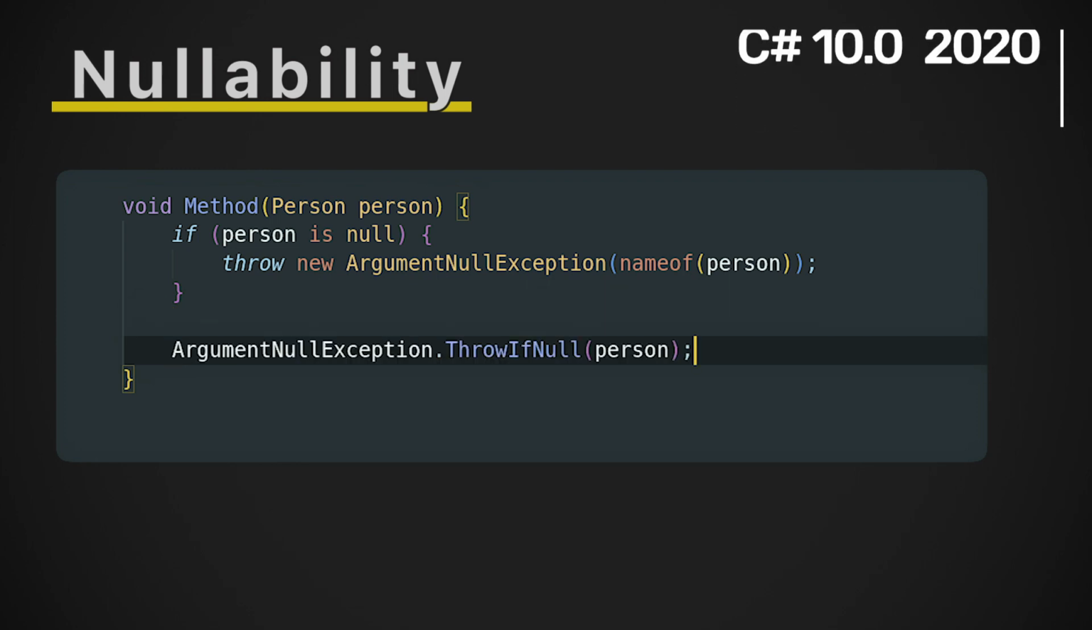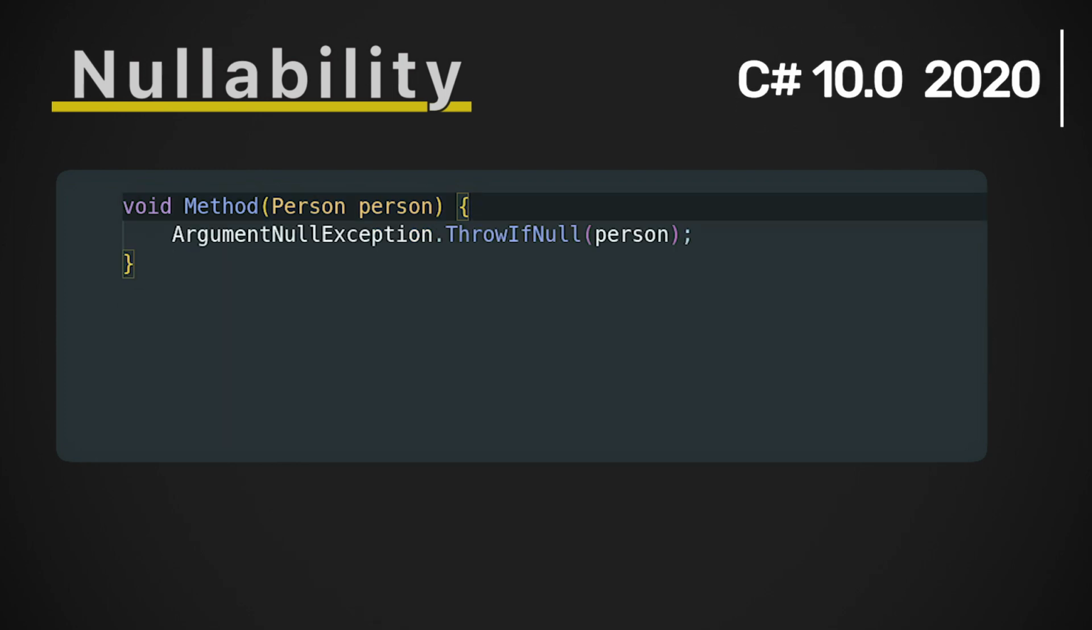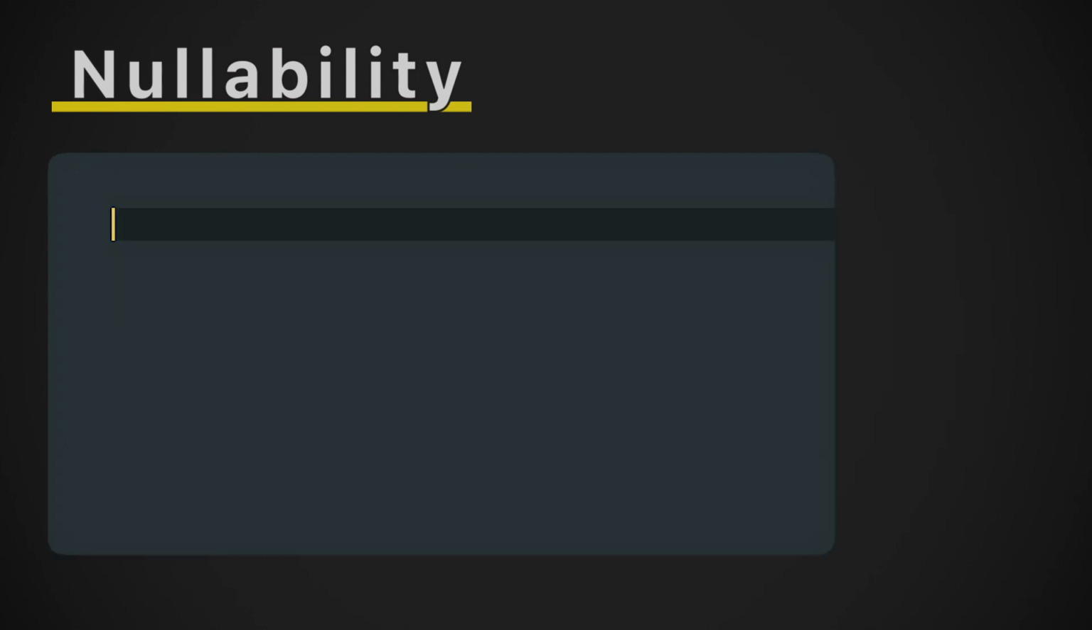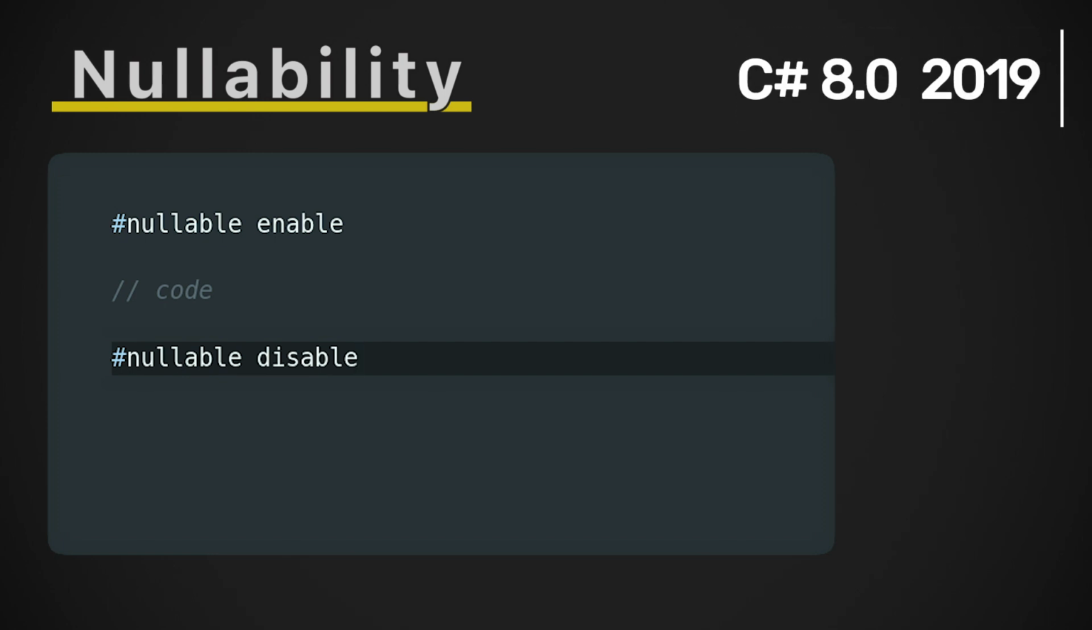In C# 10, the ThrowIfNull method is introduced. It is doing the same as the previous code for the null check. In C# 8, similar to the structure nullable types, it is possible to enable nullability for the reference types.